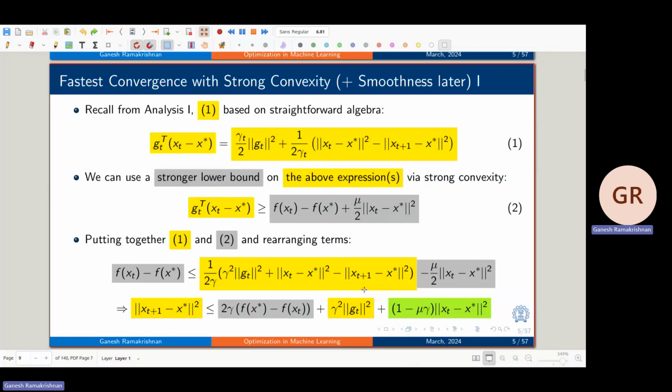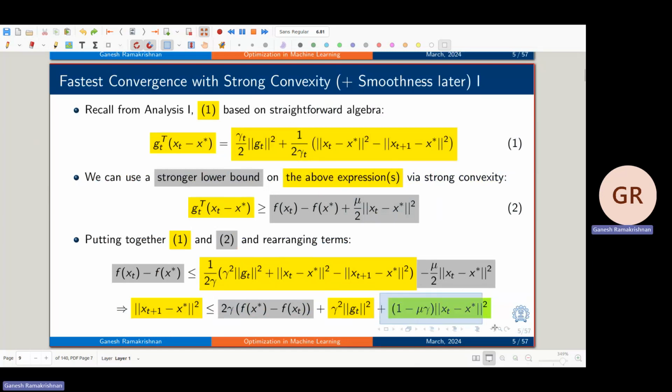And x_t plus 1 has basically come because of this term here. This term here is less than or equal to 2 gamma (f(x star) minus f(x_t)) plus gamma squared norm g_t squared. So the part in gray has just come from the strong convexity. The part in yellow has come from your linear algebra earlier. Okay, it's pretty much color coded, so you can just plug and play.